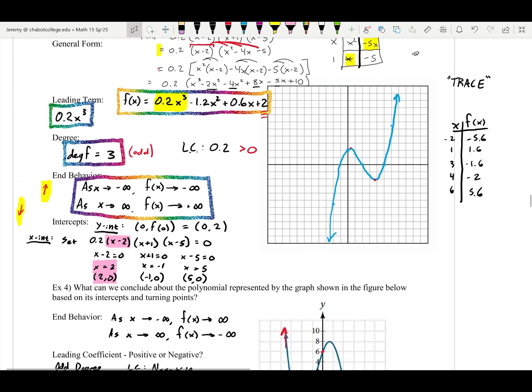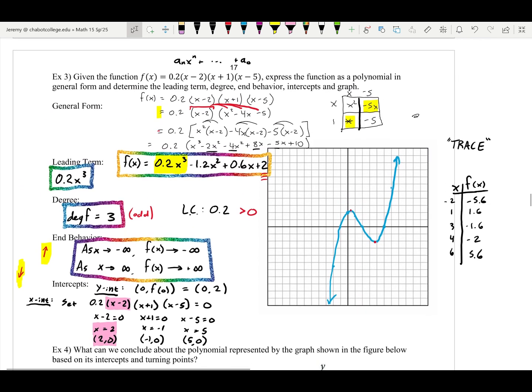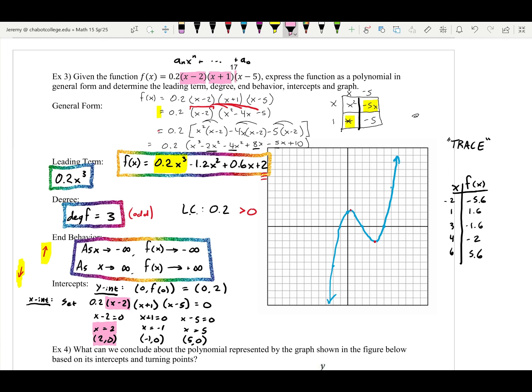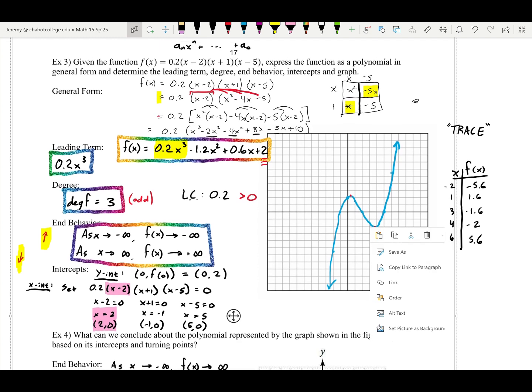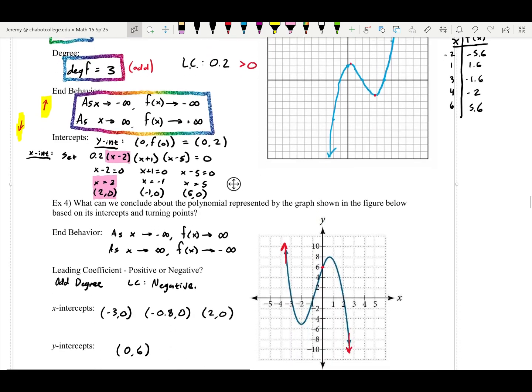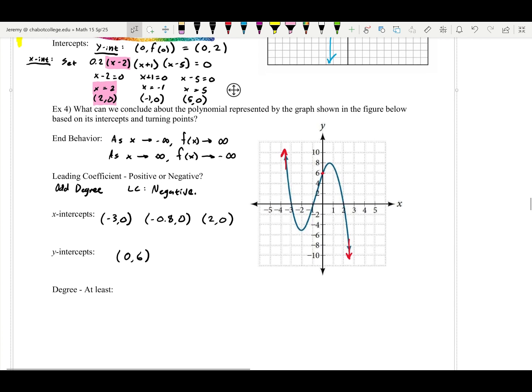Well, up here in this problem, the x-intercepts each corresponded to a factor in the original expression of the function. And what we'll see, we'll talk about this more later, is that the number of x-intercepts, or the number of zeros that we have, including multiplicities, will give us the degree of the function. So the sum of the multiplicities gives us the degree.